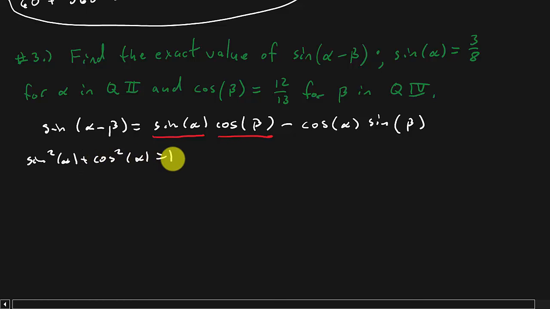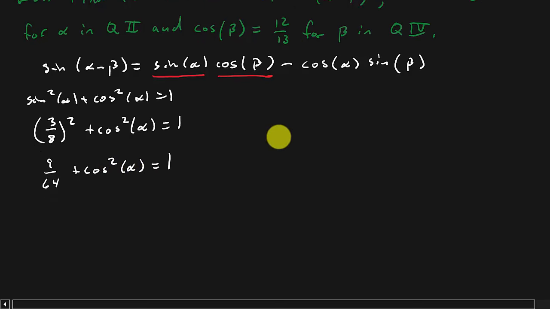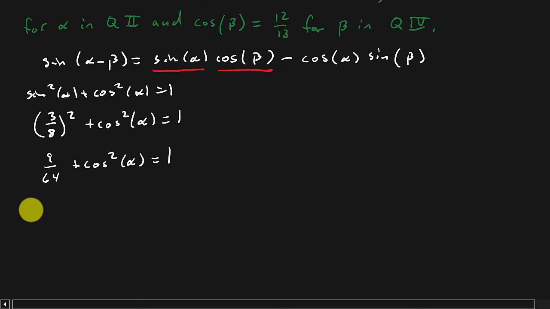We can use that to solve. All right, so let's see, sine alpha is 3/8. So that's (3/8) squared plus cosine squared alpha equals 1. So that's 9 over 64 plus cosine squared alpha equals 1. Subtract 9 over 64 from both sides. So cosine squared alpha is going to be 55 over 64.